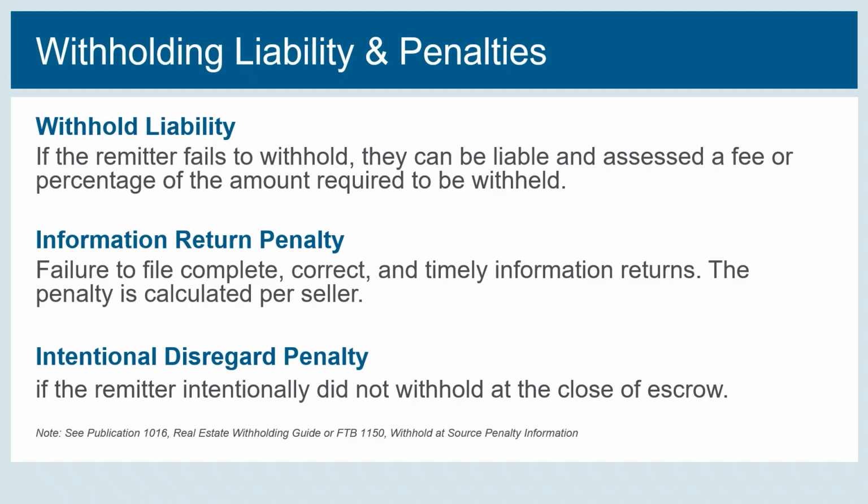Let's move on to liability and penalties. If the remitter fails to withhold, they can be liable and assessed a fee or percentage of the amount required to be withheld. We may also assess an information return penalty for failure to file complete, correct, and timely information returns. The penalty is calculated per seller. An intentional disregard penalty will be imposed if the remitter intentionally did not withhold at the close of escrow. Please see Publication 1016, Real Estate Withholding Guide, or FTB 1150, Withhold at Source Penalty Information for the current liability and penalty amounts.